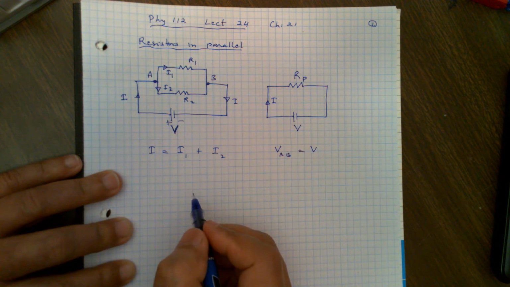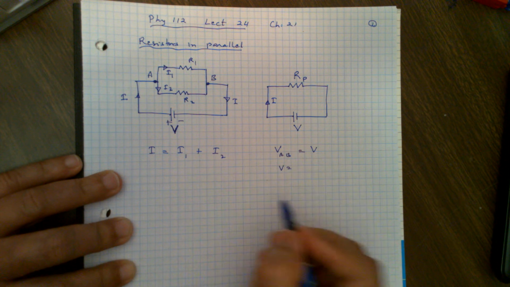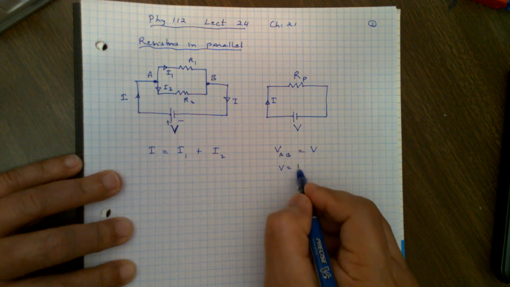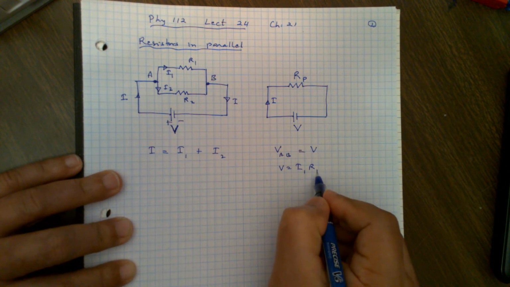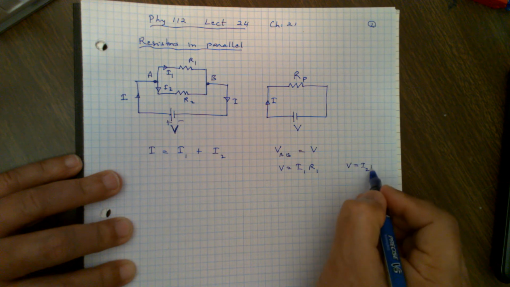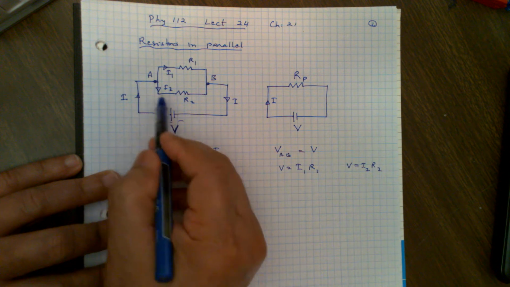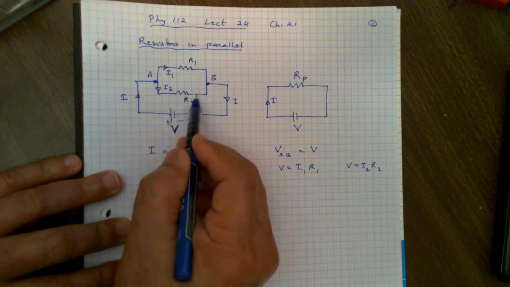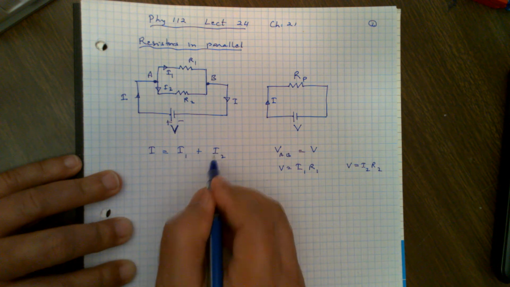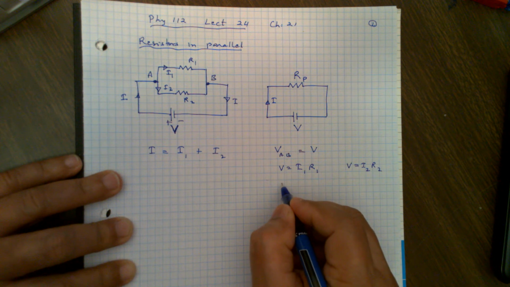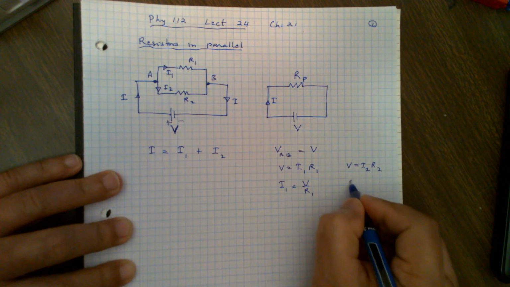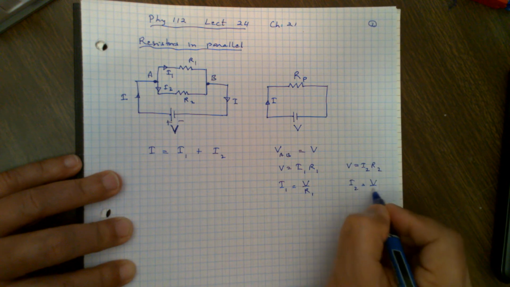But from Ohm's law, we know that V is equal to IR. For the upper branch, V is I1 R1. And for the lower branch, V is equal to I2 R2. Right? The current is I2, resistance is R2. So now I want to find I1 and I2 in order to substitute here. I1 is equal to V by R1 and I2 is equal to V by R2.